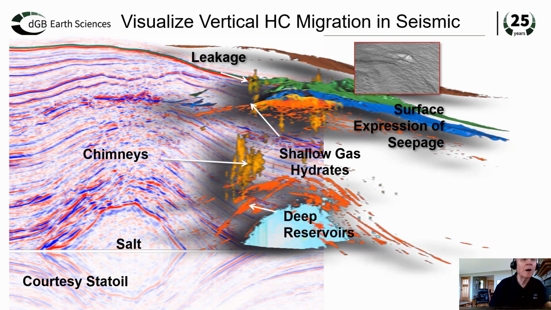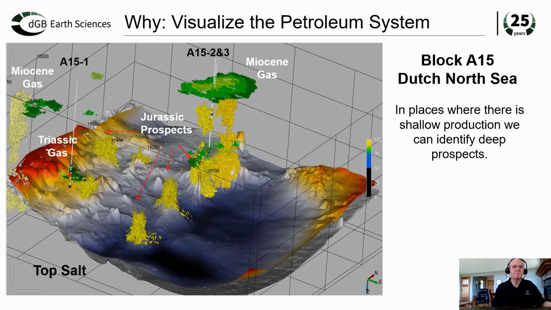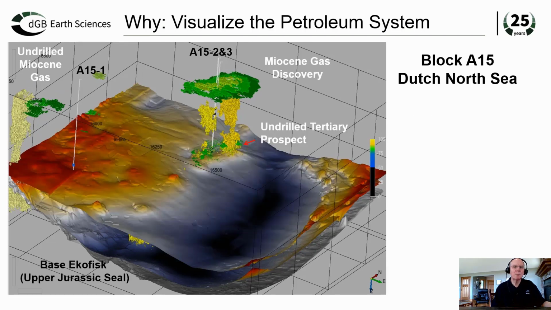Combining these chimney geobodies with reservoir porosity volumes or geobodies from AVO or seismic inversion, we can better understand the petroleum system and really look at both vertical and lateral migration. Why are we going to do this? It really is to visualize the whole petroleum system. In places there is shallow production that we can use to identify deep prospects. And we can also identify potential seals, effective seals, and breach traps.